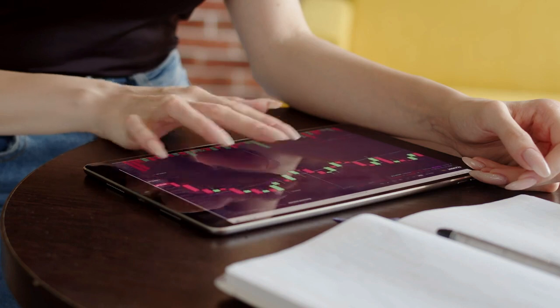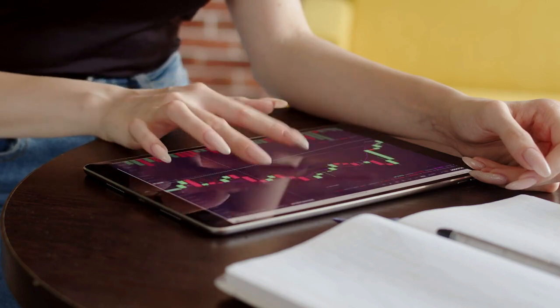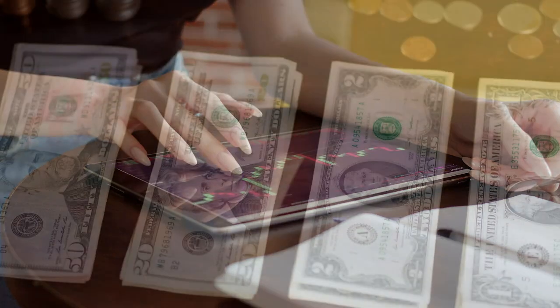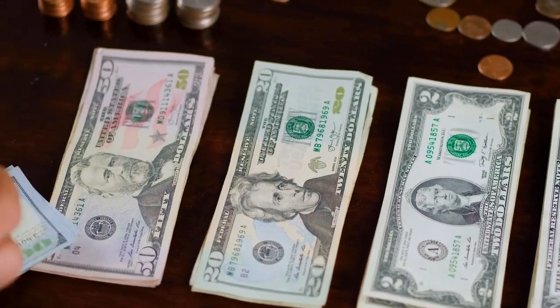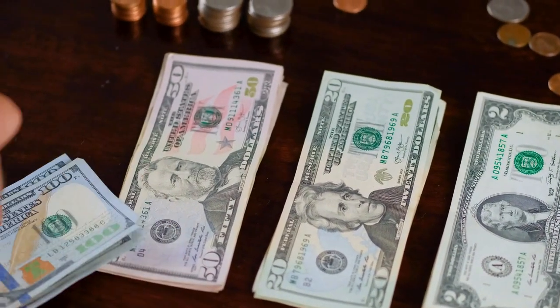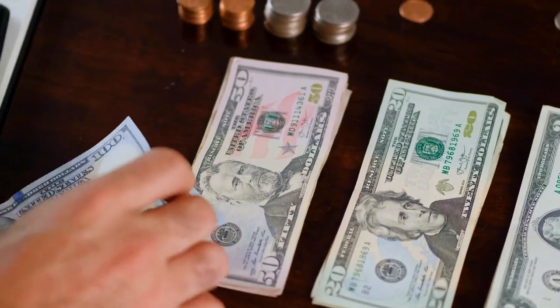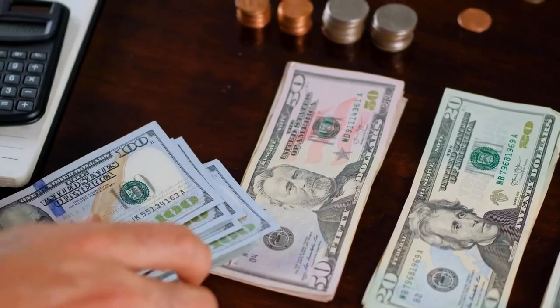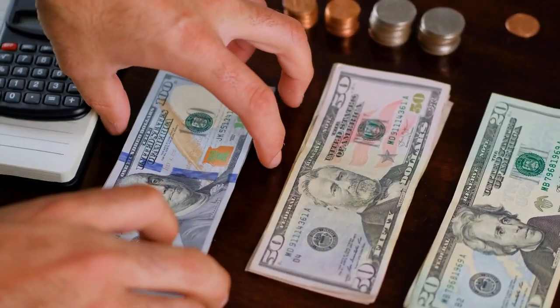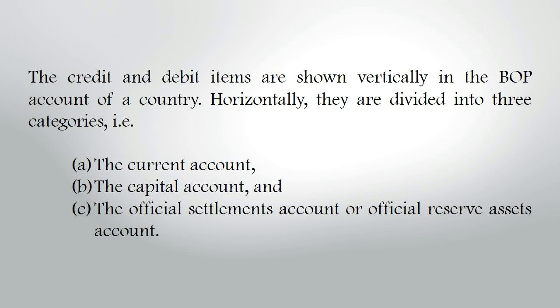The principal items on the debit side include imports of goods and services, transfer payments to foreigners, lending to foreign countries, investments by residents in foreign countries, and official purchase of reserve assets or gold from foreign countries and international agencies. The credit and debit items are shown vertically in the BOP account of a country.